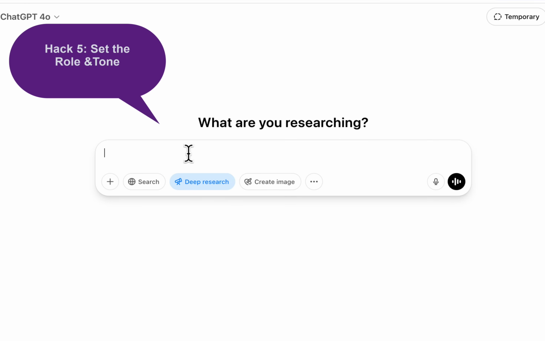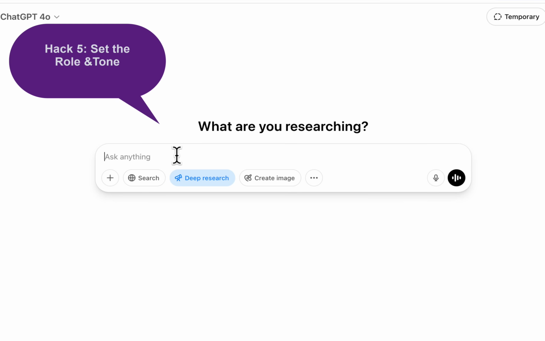Next hack is extremely important for prompting in general. And this is basically setting the goal and the tone for your prompt.